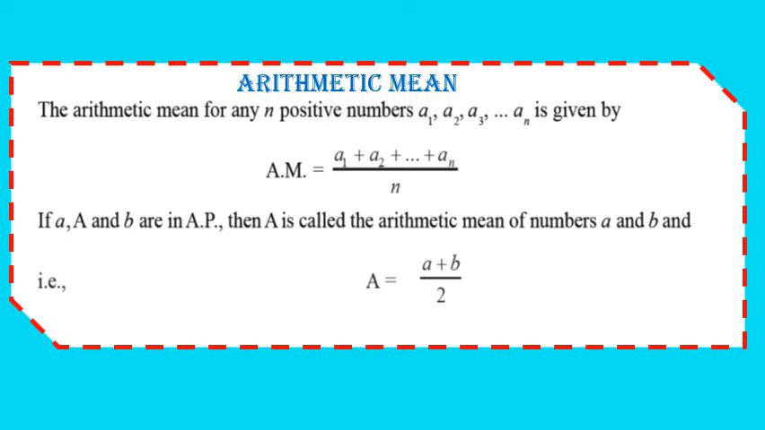Clear? And if we have three numbers a, capital A and b in AP, then capital A is called the arithmetic mean of small a and b, and it is given by A equals (a plus b) upon 2. So whenever we have to find the arithmetic mean of two numbers, simply add these two and divide by 2. Clear? So pause and note down these points.